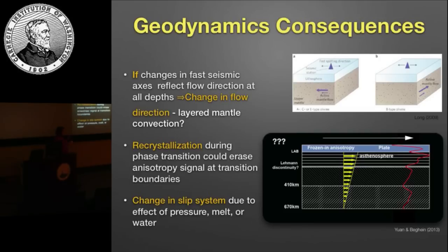Also, the fact that we go through a phase transition means there is recrystallization, and this could erase the anisotropy signal, and it's possible that the anisotropy in the transition zone is very different than what we have above. We also don't know what the effect of melt or water could do to anisotropy and its relation with seismic wave velocity. So basically, I don't have an answer yet whether we have layered convection or not. But this is one more clue toward answering this question.